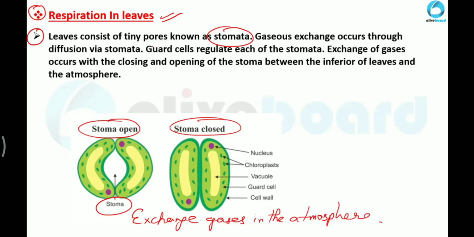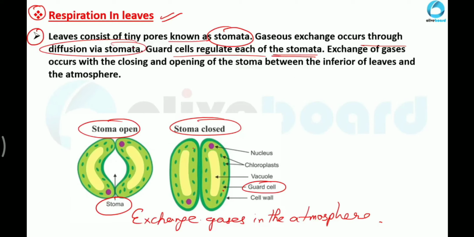So leaves consist of tiny pores known as stomata. We all know gaseous exchange occurs through diffusion via stomata. Guard cells. Here you can see these light green ones are called guard cells. Guard cells regulate each of the stomata.